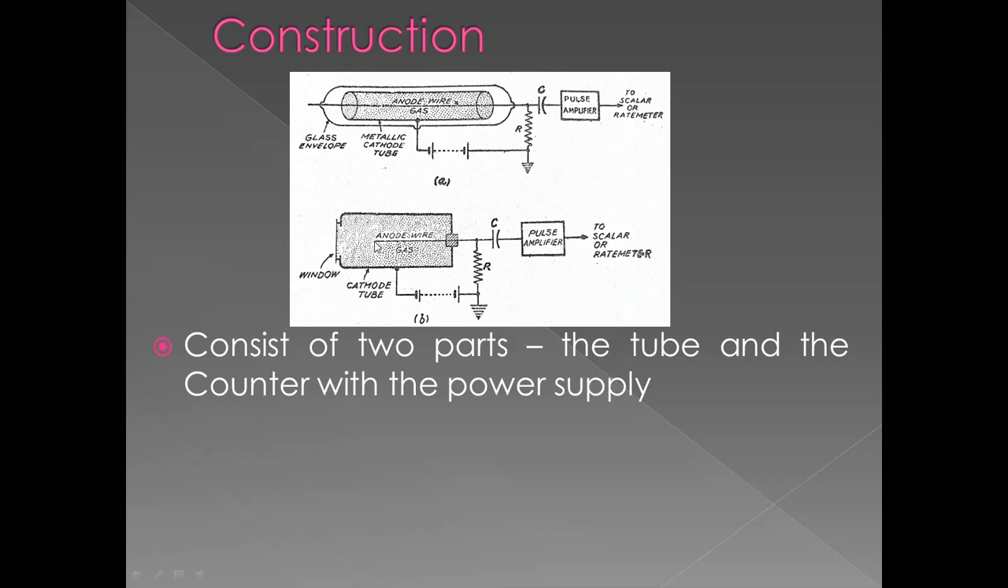In this case, the anode wire, which is insulated from this metallic chamber that is the cathode, is a thin wire again, but it is not throughout the tube. It extends almost to three-fourths of the length of the tube. So this is the end window type, and this is the one with a glass envelope.